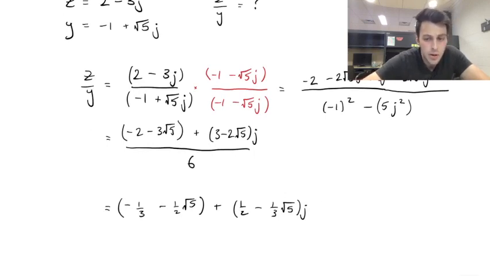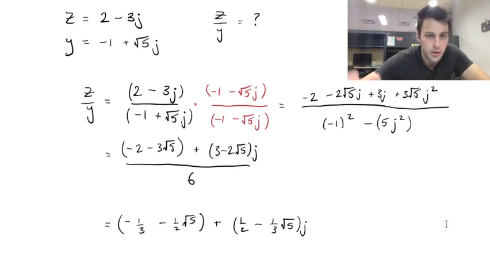And yeah, that's pretty much it. Just follow the same method for whenever you're dividing complex numbers, but the caveat is that it does have to be in rectangular form. So if you're in any other form, you're going to have to convert to rectangular form and then follow this method.